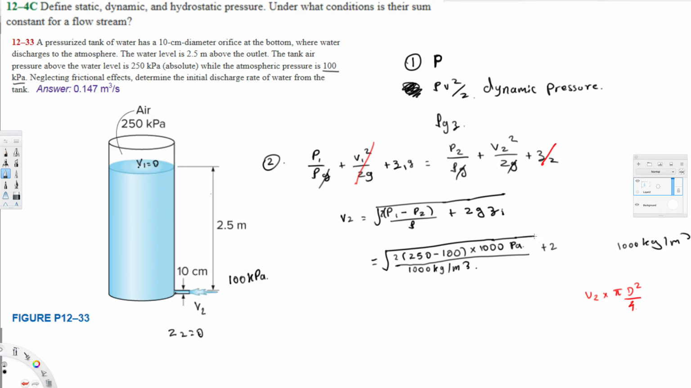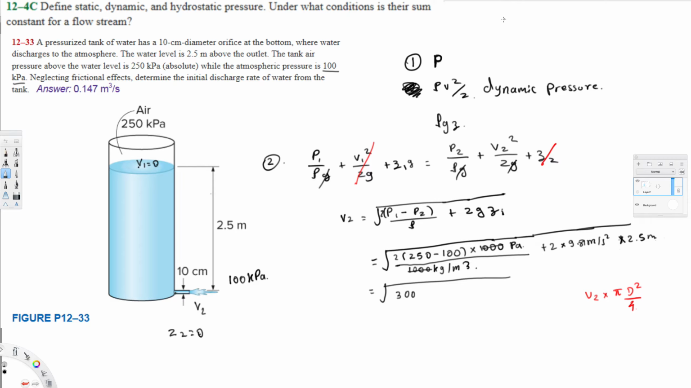And we have 2 times 9.81 acceleration due to gravity. 2 times 9.81 meter per second square. And z1, the height of this one, that is 2.5 meter times 2.5 meter. And let's calculate all this value. If you plug all this in calculator, this one is easy, right? This one 1000 cancels. We have 150 left, times 2, 300. And if you convert all the units, you will get meter square per second square.